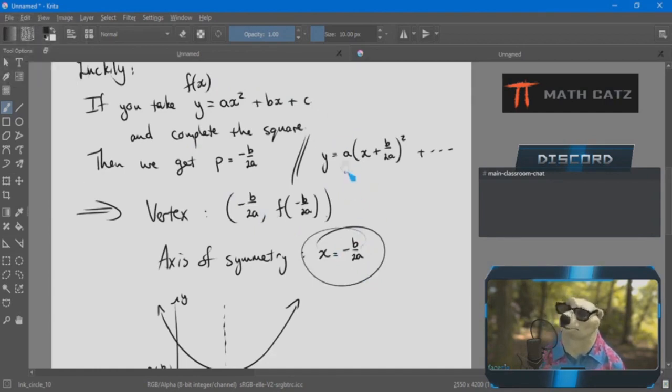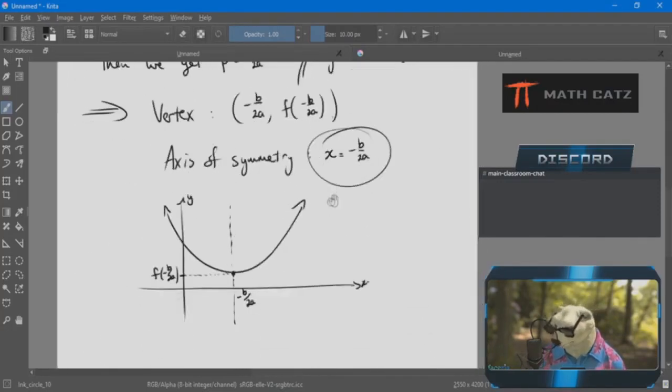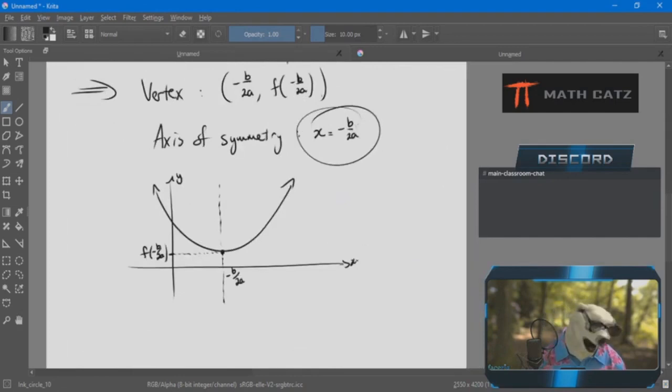I can't see the transformations, but at least I know where the vertex sits, which is the key part of the quadratic function anyway. So it depends on your goals. If you want to see the transformations, now you're going to have to go to the standard form. If you just want to have a rough graph of the parabola, you just really need the vertex, right? And if I have the x-coordinate, then the y-coordinate and everything is pretty straightforward.